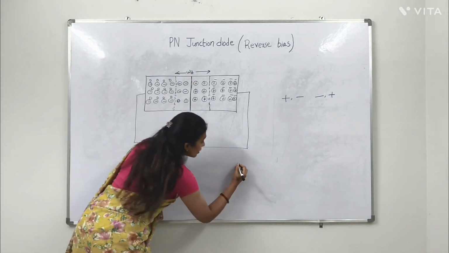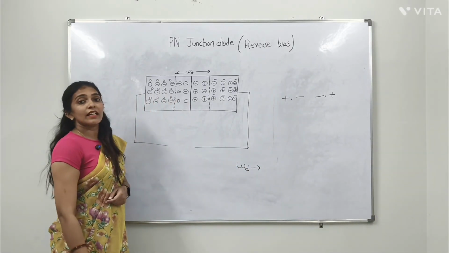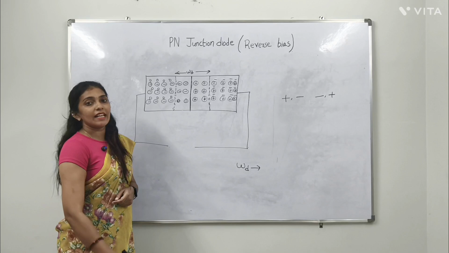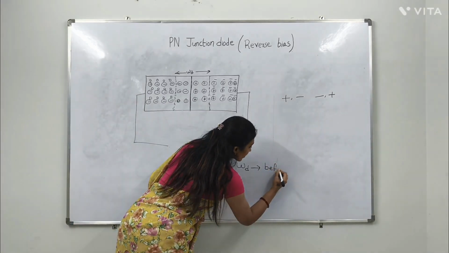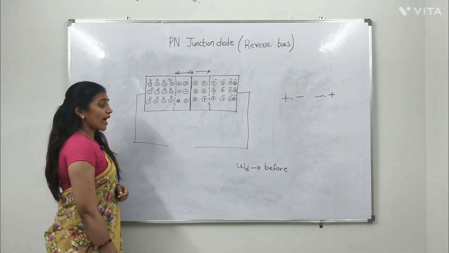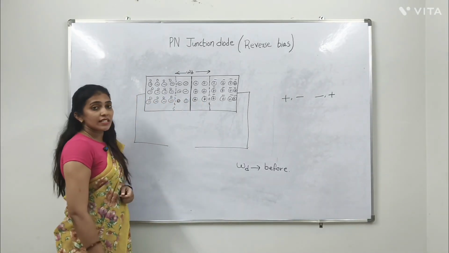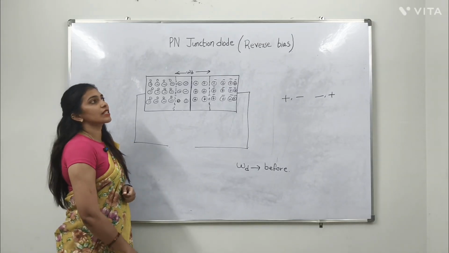So here W suffix D is the depletion layer width before biasing. So before biasing, the depletion width is W suffix D. Now coming to reverse bias.